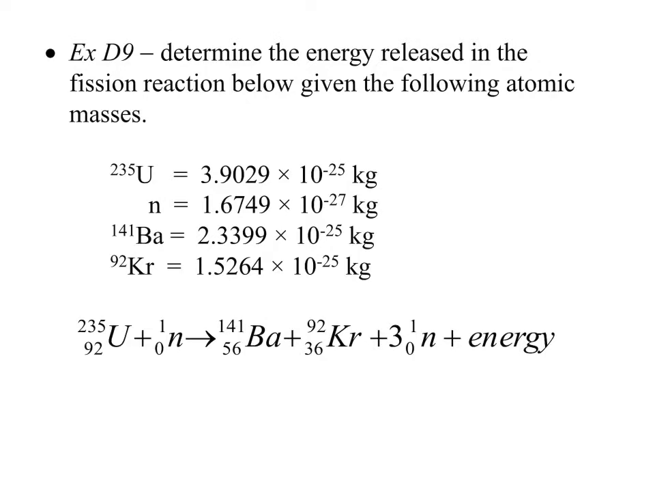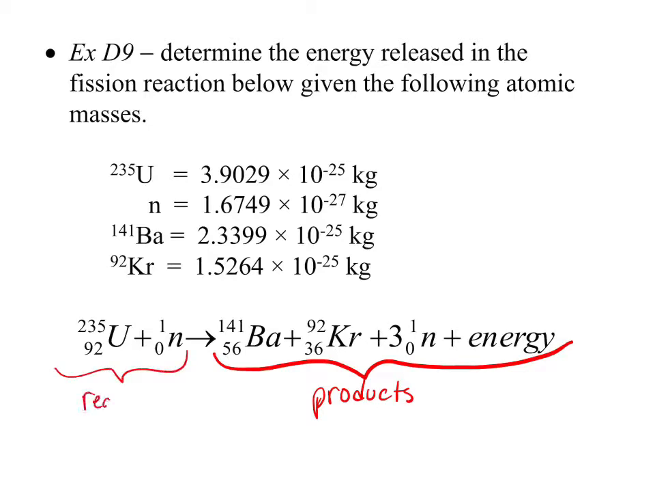All right, one more example, and then I promise I'm done talking. So we want to determine the energy released in the fission reaction below, and it gives us all these atomic masses. It gives us the mass of the neutron. So again, I want to know the energy released. So we still just need the change in mass. And change in mass, remember, is always going to be the mass of the products minus the mass of the reactants. So these are our products. These are our reactants.